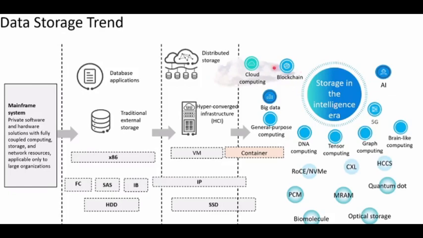You have blockchain requirements, big data requirements, general computing requirements, DNA computing, tensor for AI, graph computing for function, brain-like computing for AI and all this stuff, 5G connections. You have ROCs, you have so many different types of storage protocols.